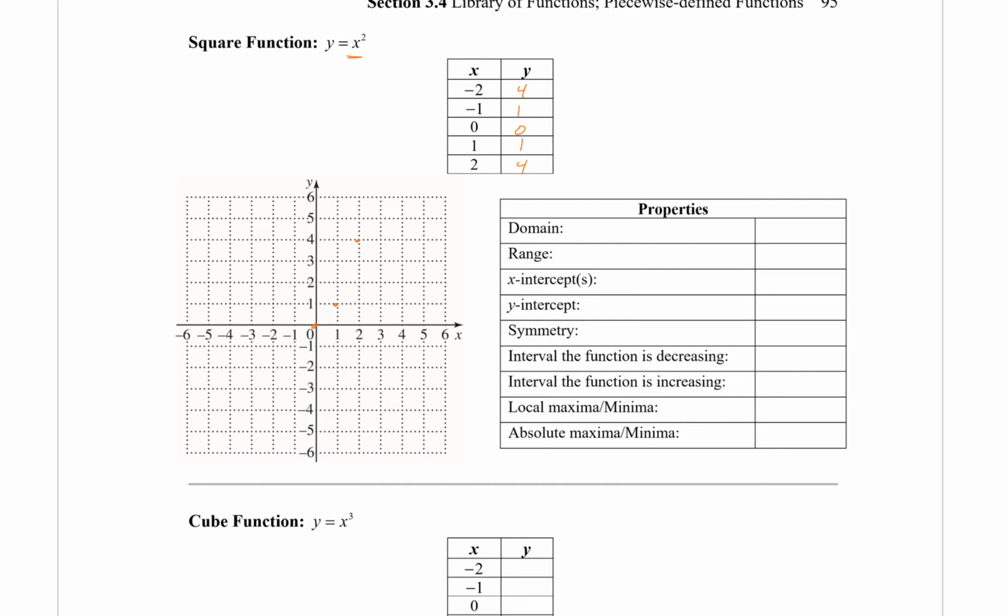2, 4. -1, 1. -2, 4. So it's a u. We described it earlier, right? So what that means, if you see it, it curves, right? It doesn't go straight. It has a curve to it.